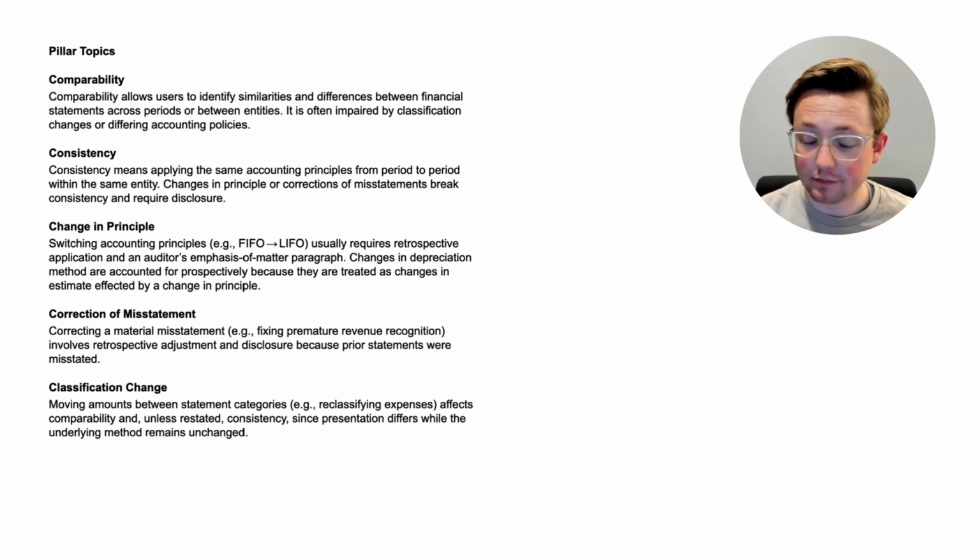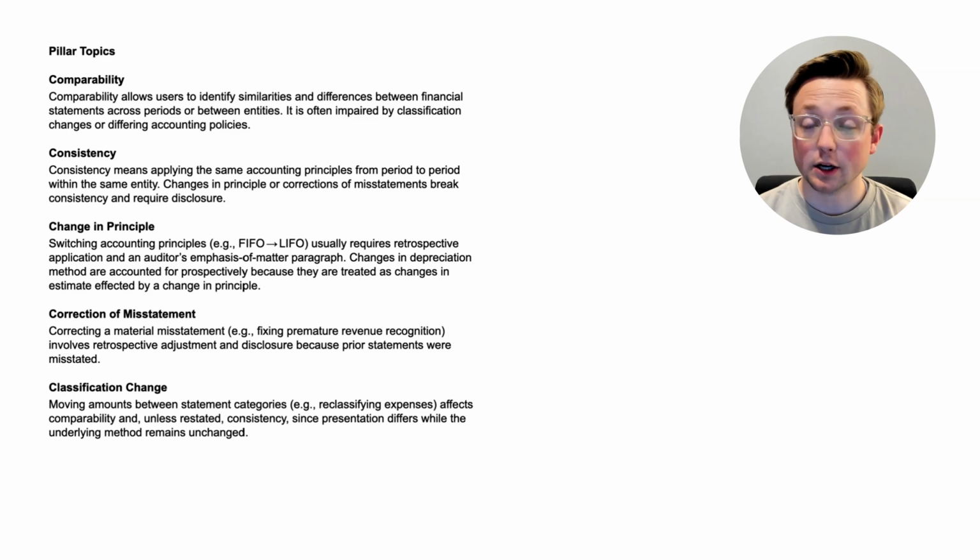Now let's talk about the factors that we were supposed to talk about in this video. Again, first, change in principle. Switching accounting principles, such as switching from FIFO to LIFO, usually requires retrospective application and an auditor's emphasis of matter paragraph. Changes in depreciation method are accounted for prospectively because they are treated as changes in estimate affected by a change in principle. So technically, changes in depreciation method are a change in estimate, but you do it by a change in principle, but it's applied prospectively. But usually a change in accounting principle requires a retrospective application and an emphasis of matter paragraph, and that is going to affect consistency and potentially comparability.